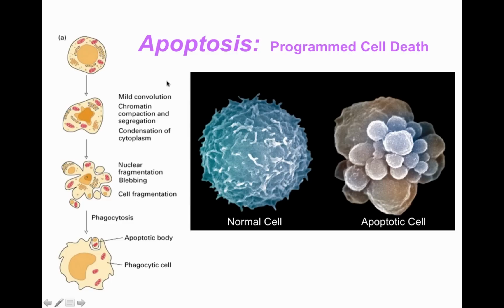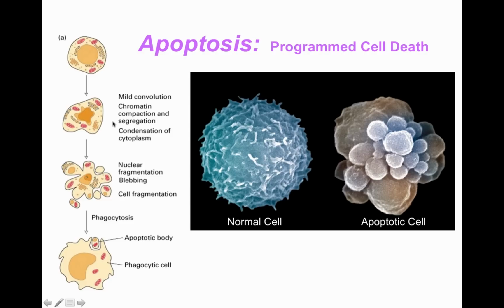So here we have a little image showing the stages of apoptosis, or programmed cell death. Here we have a cell that is normal and a cell undergoing apoptosis. You're going to have multiple things. You have to have a convolution, the cell is going to actually change shape. You're also going to have the compaction of the chromatin, so the chromosomes inside the nucleus are going to begin to be compacted and destroyed.